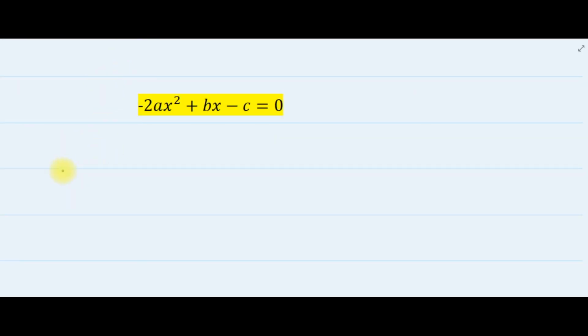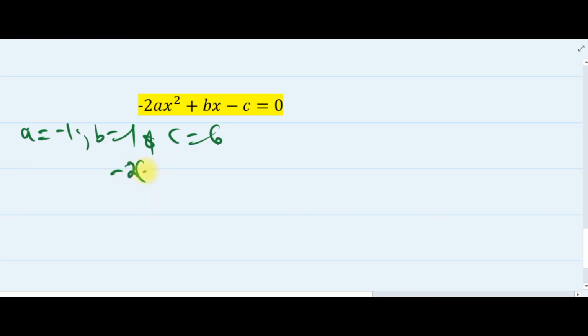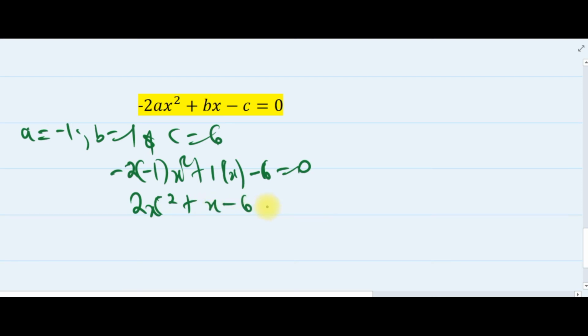Coming to the fifth question, we are asked to solve this. But remember, we've gotten the values of A, B, and C: A is minus 1, B is 1, and C is 6. So we'll plug in the values: minus 2 minus 1 x squared plus 1 minus 6 equal to 0. We'll have 2x squared plus x minus 6 equal to 0.